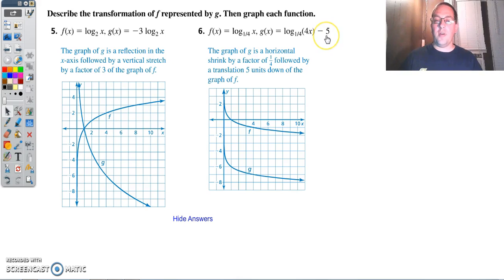The -5, it's on the outside of the parentheses there, so this is your k position. It's just going to slide it down 5 units. That's all you got.